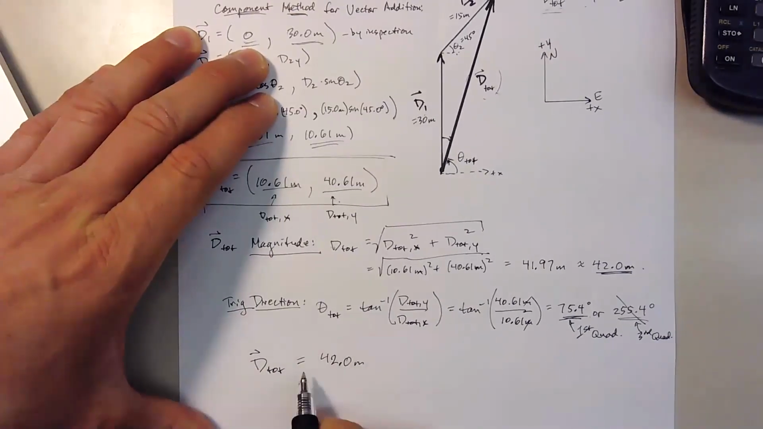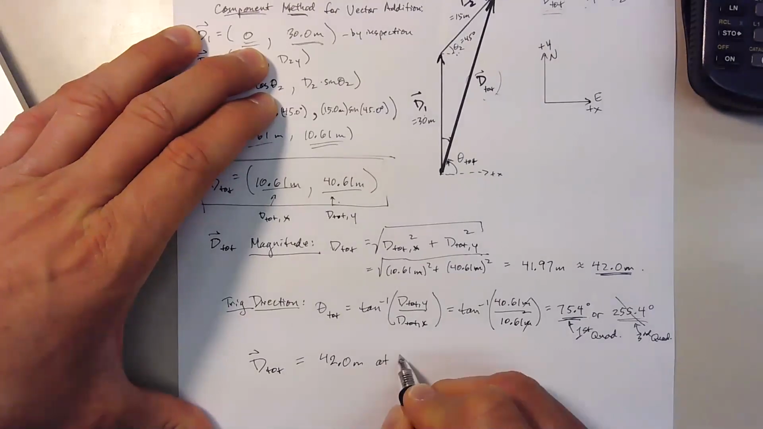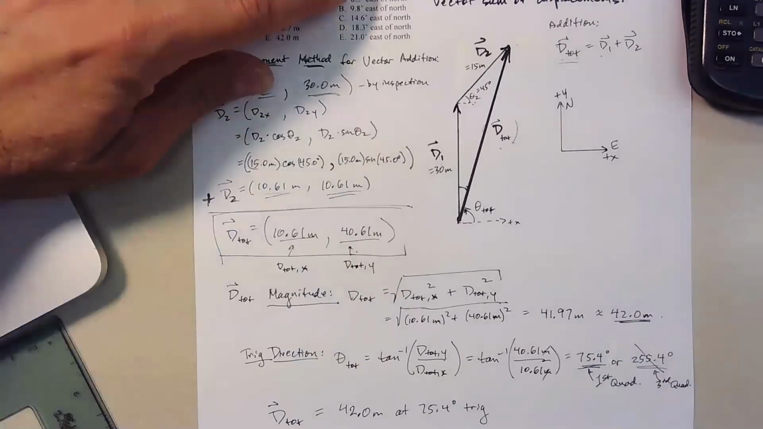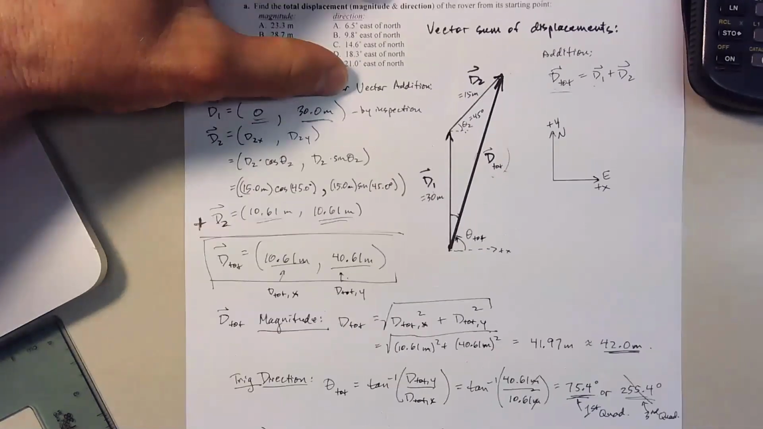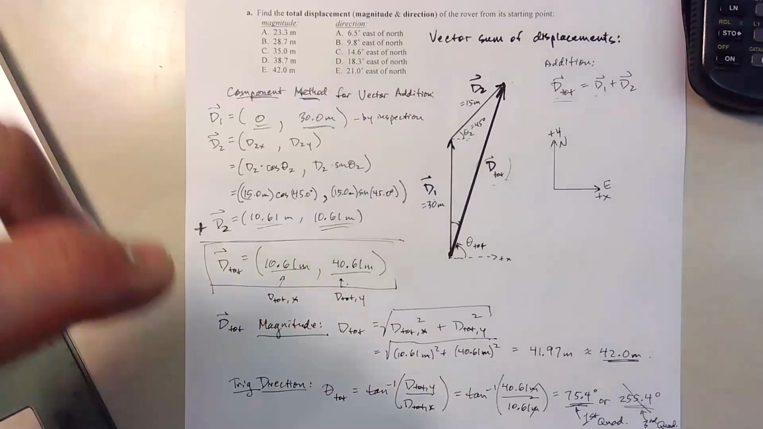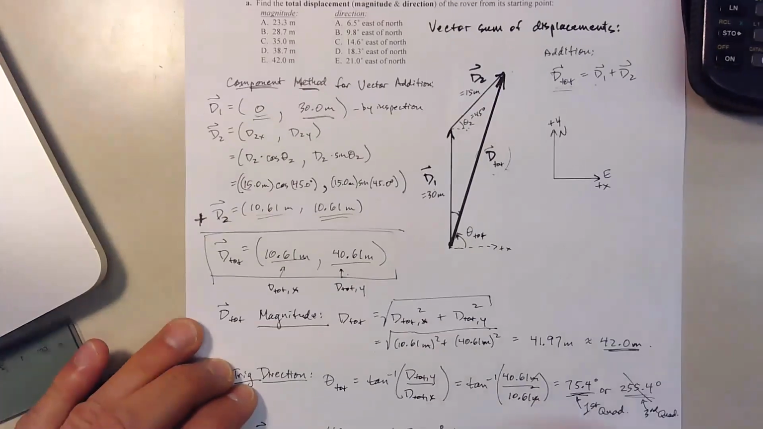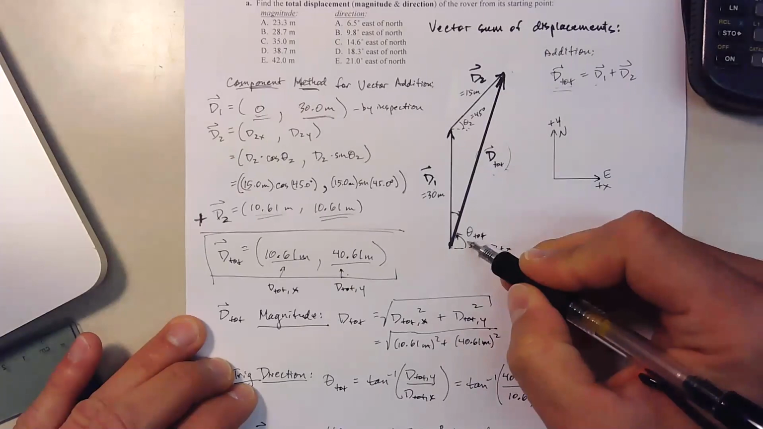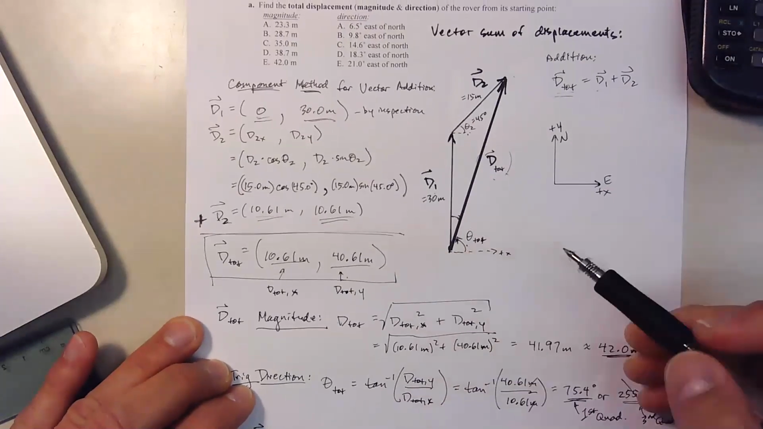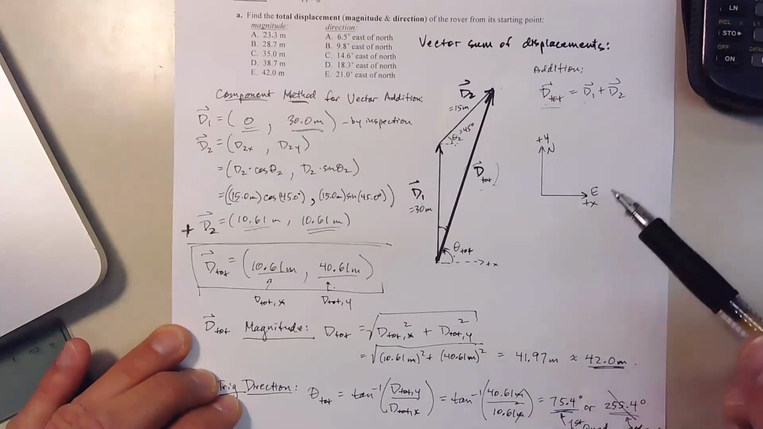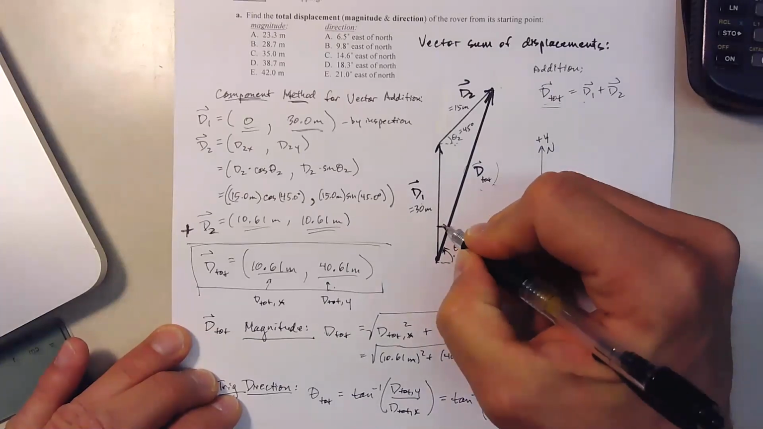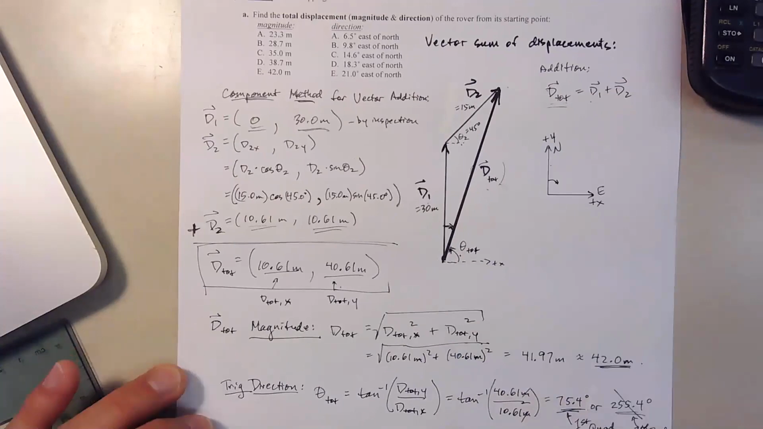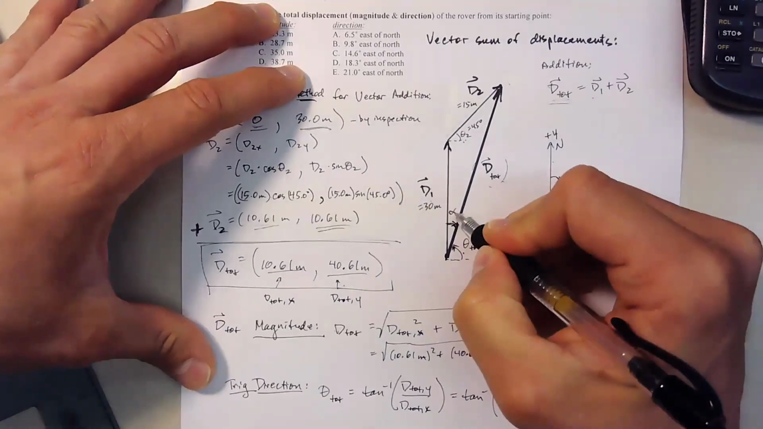Now remember, this is a total vector, so magnitude and direction at 75.4 degrees trig direction. But notice all the answer choices here are not given in trig directions. They're given in degrees east of north. So looking at my sketch up here, here's my trig direction right here. What are the degrees east of north if I look at my axes? To the east of north means starting at north, how many degrees to the east do you go from north? So it's this angle right here. I might call that alpha.